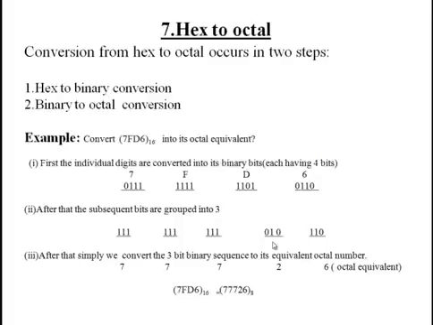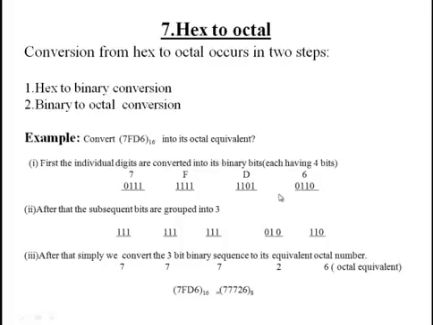Now if we have to convert hex to octal, there are 2 steps. First, we convert hex to binary and then binary to octal. For example, if we have the hex number 7FD6 to be converted into octal, for converting hex to binary we write each digit in terms of 4 bits. So 7 is written as 0111, F as 1111, D as 1101, and 6 as 0110. So this is the binary equivalent of this hex number.